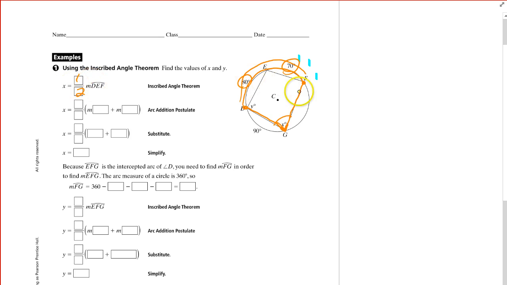X will be half of the intercepted arc, which means that x will be half of the measure of arc DE plus EF. And arc addition works just like segment addition, no surprises there. So again, x will be half of 80 plus 70. And so half of 80 plus 70 was half of 150, which is 75.